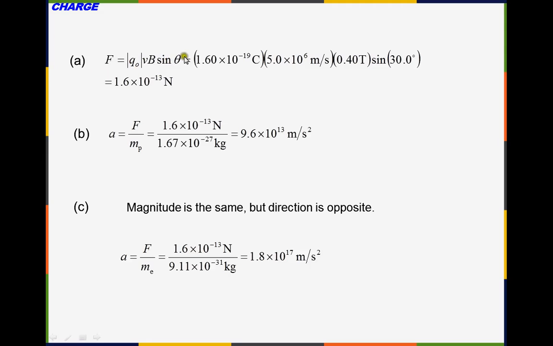So first of all, force equals QVB sine theta. So that's typically the form of the equation we'll use. Q is the charge on the proton. Velocity we're given. B, the magnitude of the magnetic field, we were given. Sine 30 gives us the force. Acceleration equals force over mass. So the mass of a proton gives us an acceleration. And then for the electron, the magnitude of the force is the same, but the acceleration is going to be different because the mass of an electron is different from the mass of a proton. So I shouldn't have been so quick there. It's the opposite force, but a different acceleration because it's a different mass.